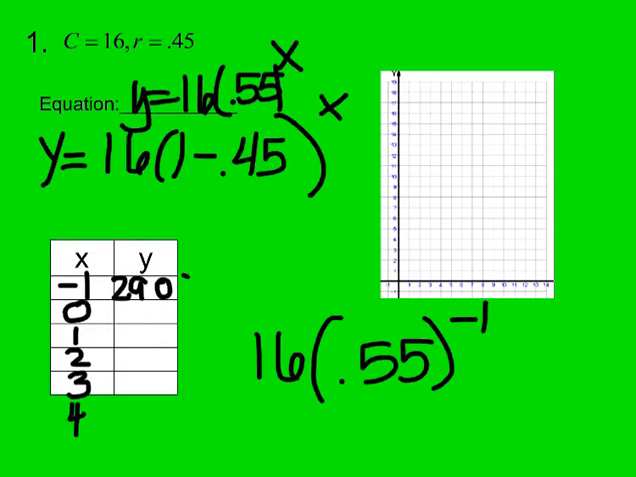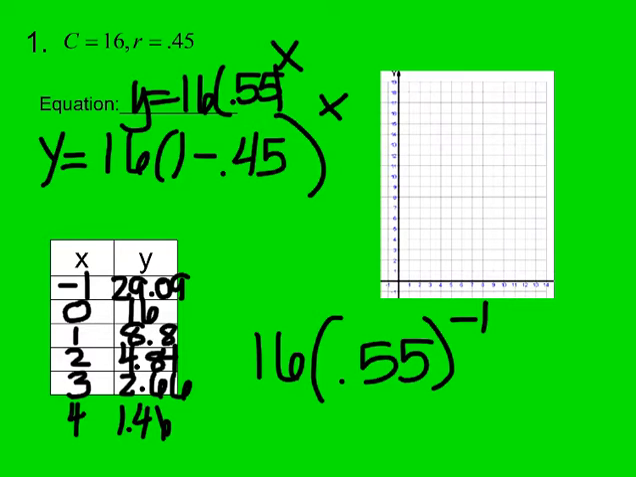29.9. Then raising it to the 0 power, I end up getting 16. Raising it to the 1 power, I'm going to get 8.8. And then raising it to the second power, I get 4.84. Raising it to the third power, 2.66. And then raising it to the fourth power, 1.46.